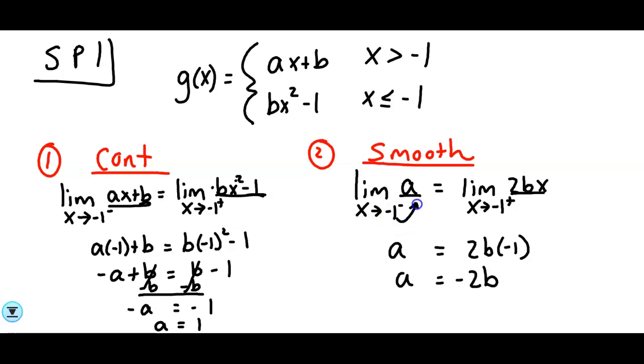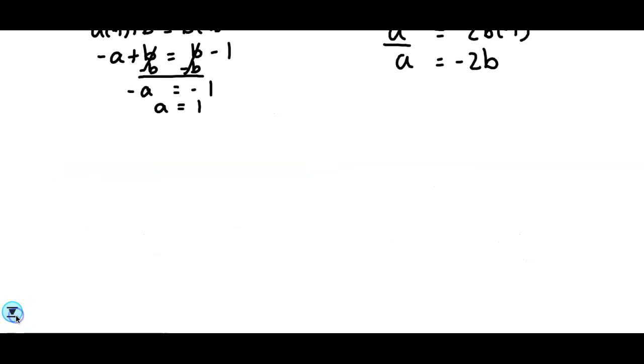Then you do your direct substitution. Now, there's nowhere to plug this -1 into. You plug it in for x, right? And there's no x's here. So the answer for that one is just going to be a when you do your direct substitution. But for this one, when you plug in your -1 for x, you get 2b times -1, which makes -2b. All right, so now we have two equations, right? I have a equals 1 and a equals -2b. All right, so I want you guys to do the third step, which is to solve that system.